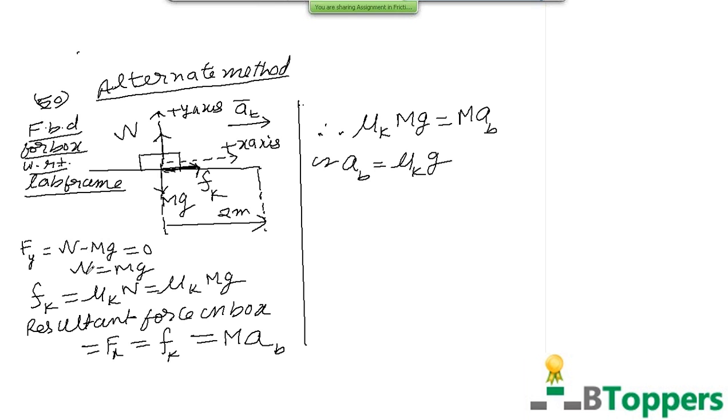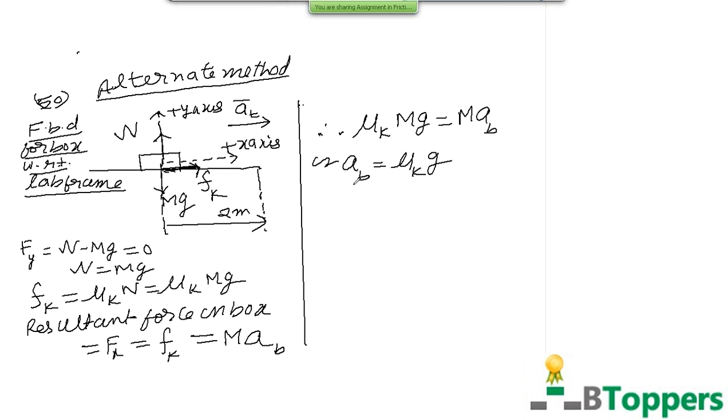Repeating the same procedure, you can write the magnitude of kinetic friction on the box by the table as mu k into mg. So the resultant force on the box with respect to the laboratory frame of reference, I mean with respect to the stationary observer on the ground, is equal to Fk, which is equal to mass into acceleration. We can write Fk equal to mu k into mg, that is equal to m a b. So ab is the magnitude of actual acceleration of the box.